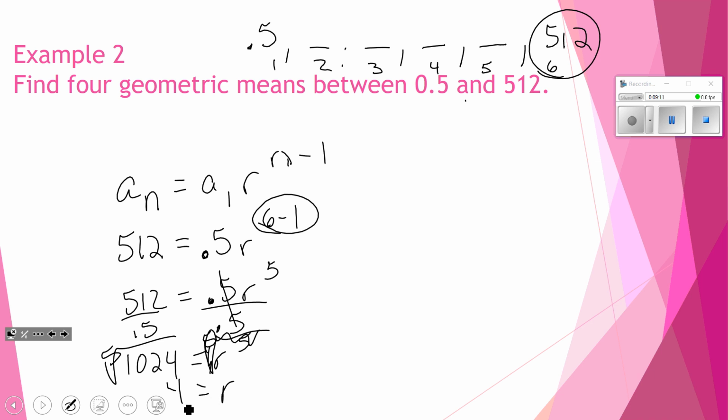4. So that is what my common ratio is. So if I times by 4, what do I get? 2, then 8, then 32, then, and then 512. Times by 4, times by 4, times by 4. Okay, any questions on that?